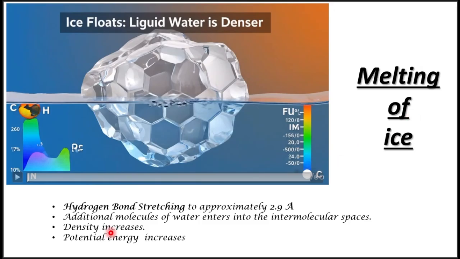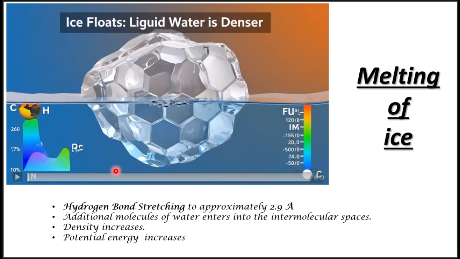So at this time, we know the bond length between oxygen and hydrogen is about 0.97 angstrom. During melting of ice, the hydrogen bond gets stretched, and due to this stretching, the average length of this hydrogen bond becomes 2.9 angstrom. So the hydrogen bond stretches to approximately 2.9 angstrom.